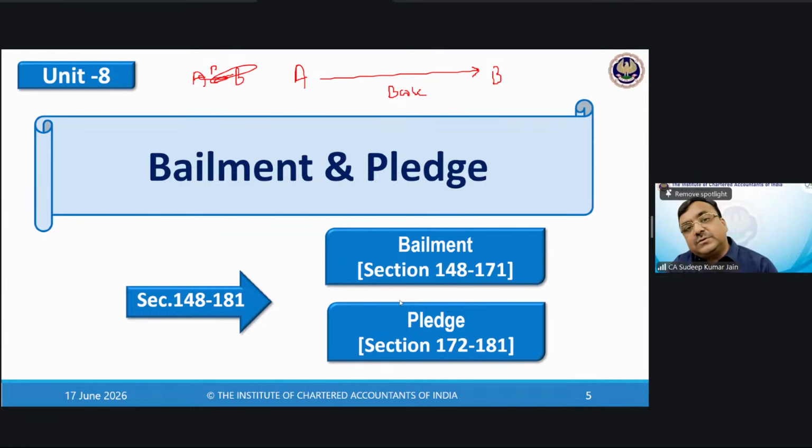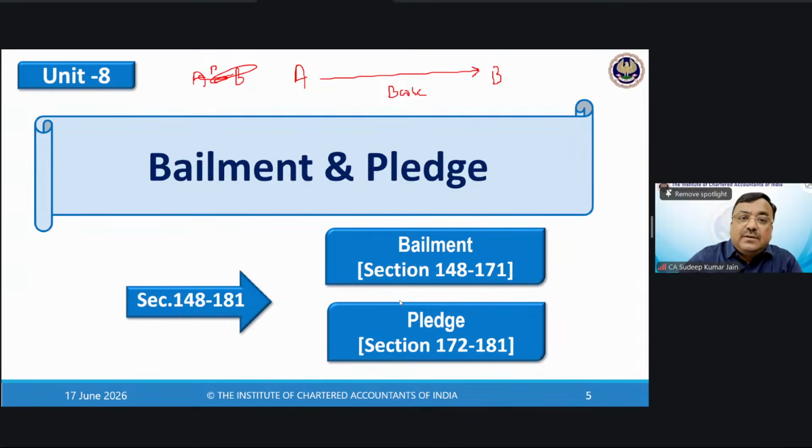Sir, what about if A gives the book to B and there is no condition to return the book? If A transfers the book for some money, that is sale; free of cost, that is gift; but with the condition that the book will be returned to A, it is bailment.